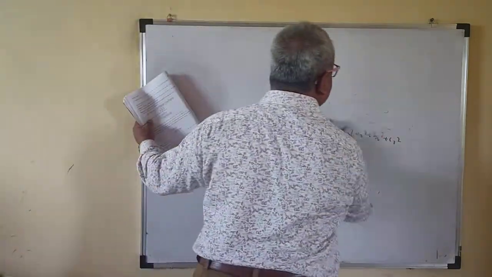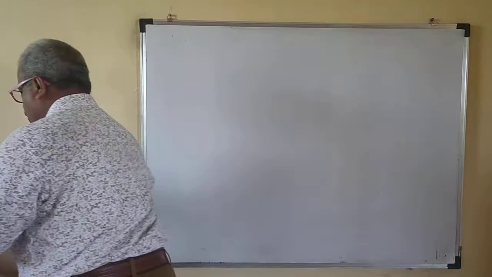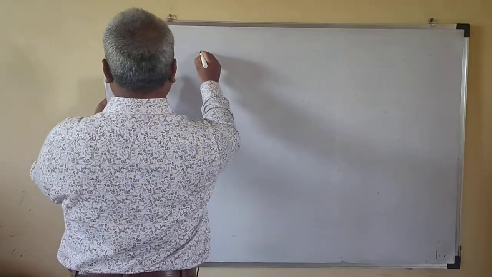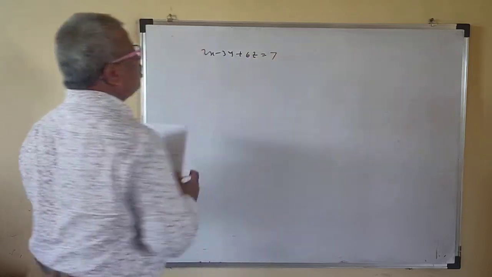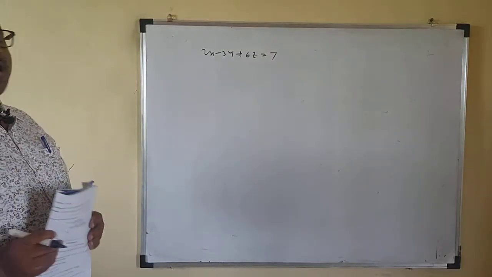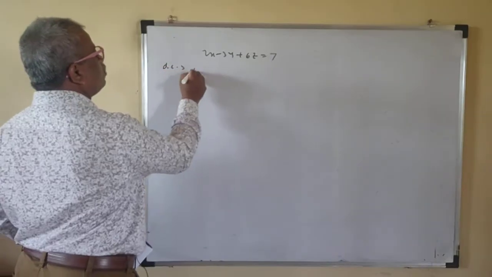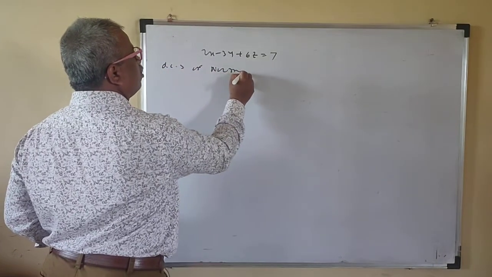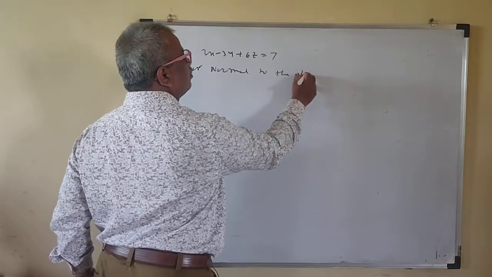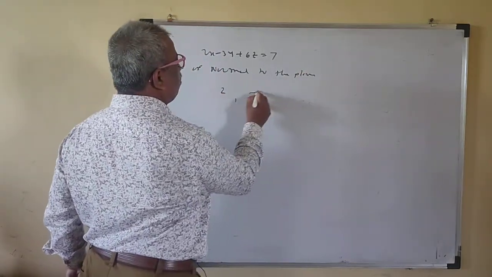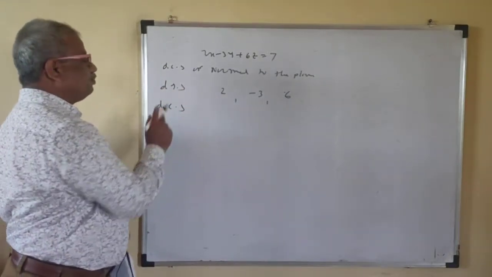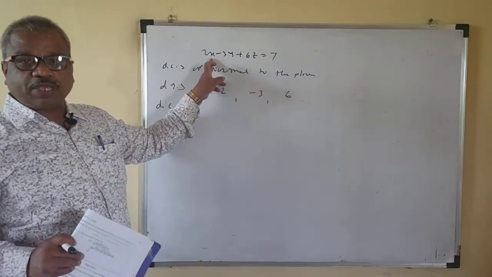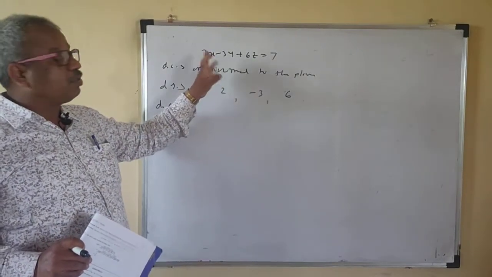Okay. Suppose we have the plane 2x - 3y + 6z = 7, and we want to find the DCs of the normal to the plane. The DRs of the normal to the plane are the coefficients of x, y, z. So these are the DRs, and you want the DCs.